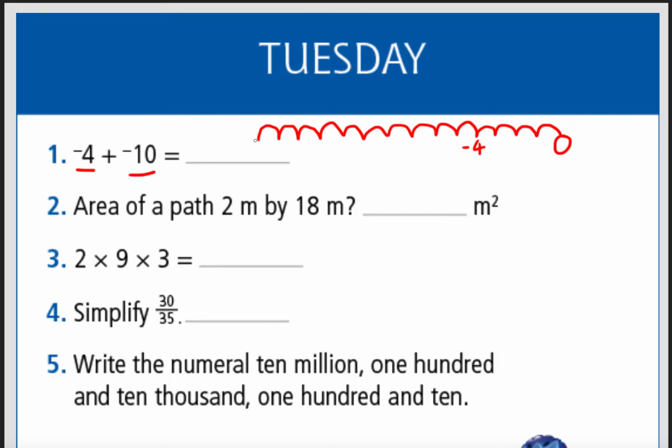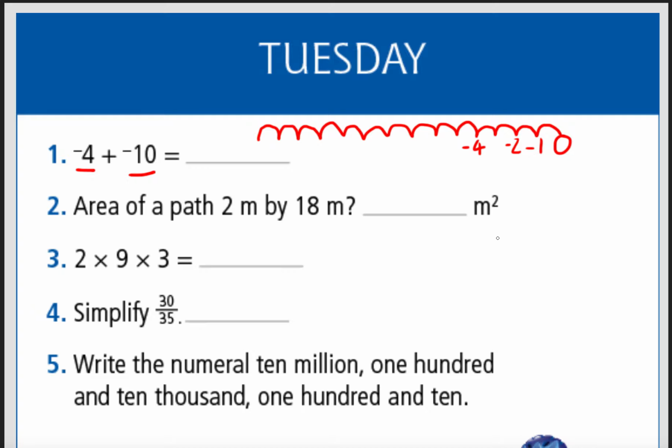Okay, so you should be able to work out what this number is here. It's a negative number with a minus in front of it. So this is minus 1, minus 2, minus 3, minus 4, minus 5, and it just keeps on going like that. Number 2, what is the area of a path 2 meters by 18 meters?